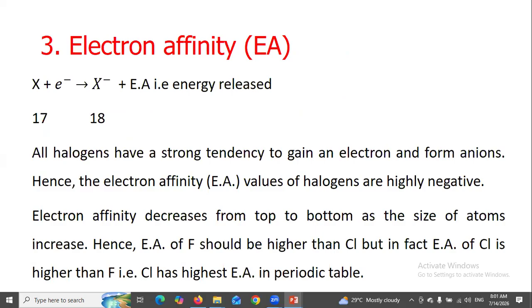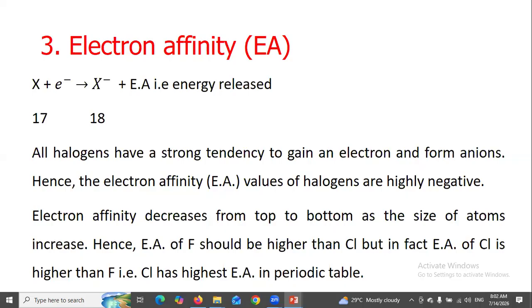Electron affinity. Halogens receive an electron. For example, chlorine has atomic number 17 and one electron is added, so chloride has 18 electrons and energy is released. All halogens have a strong tendency to gain an electron and form anions, hence the electron affinity values of halogens are highly negative. Electron affinity decreases from top to bottom as the size of atoms increases.